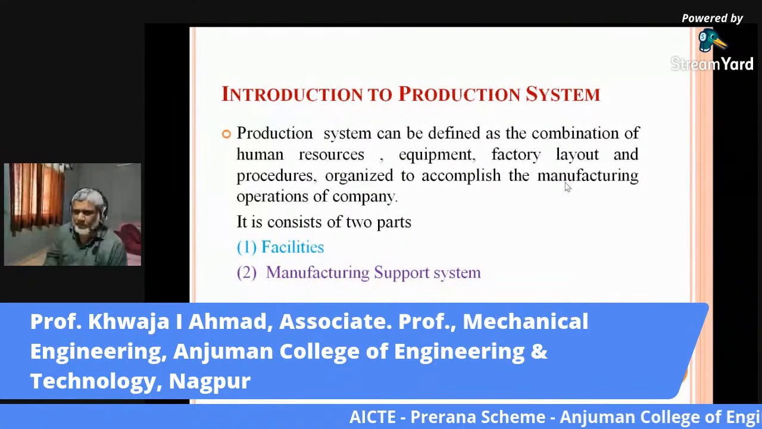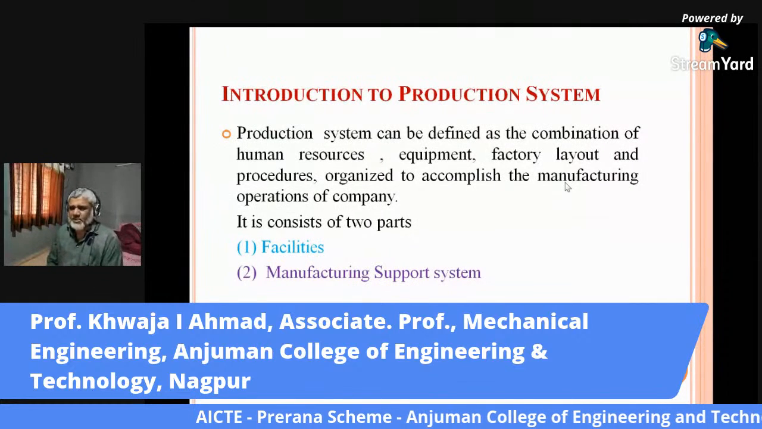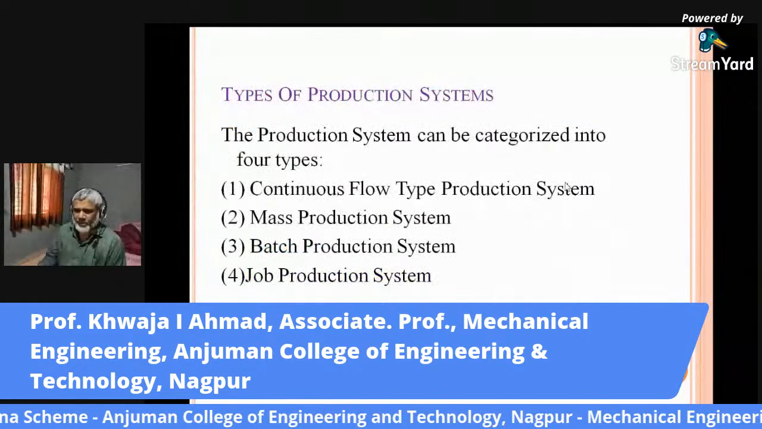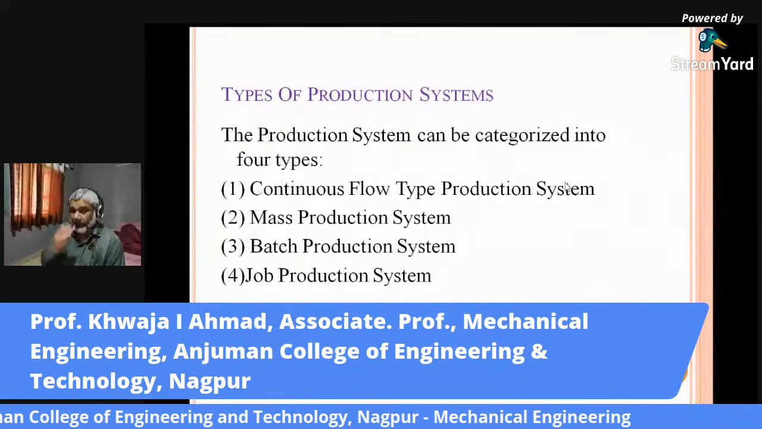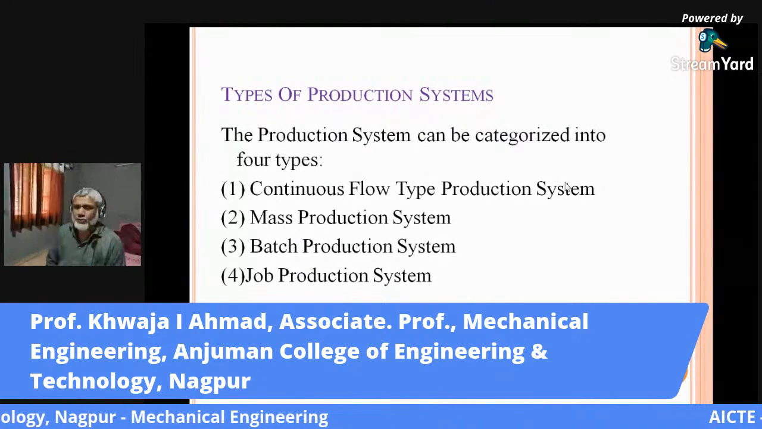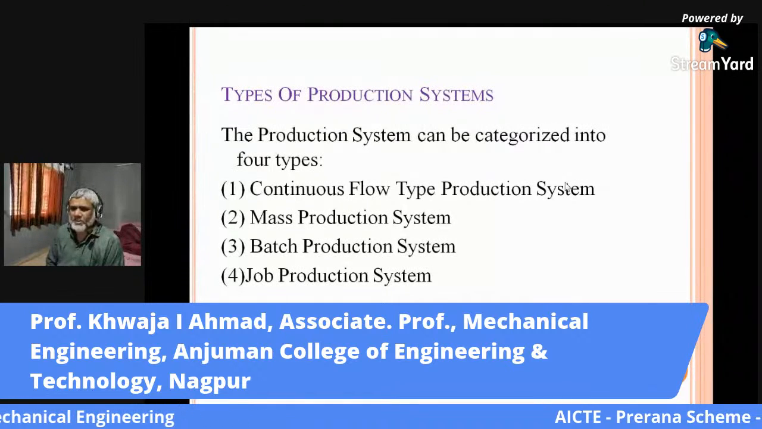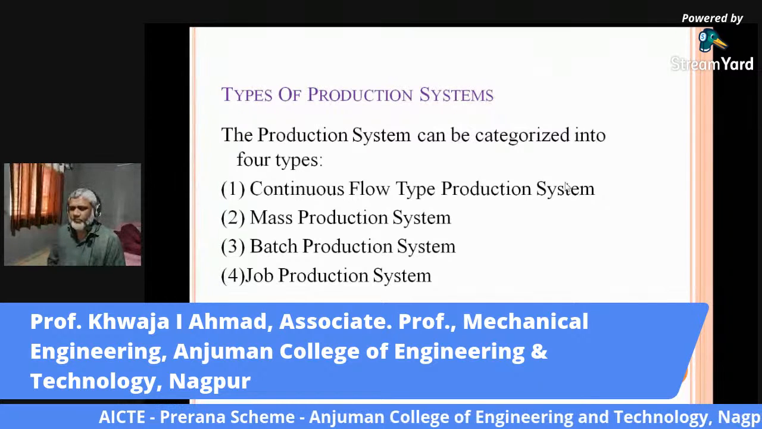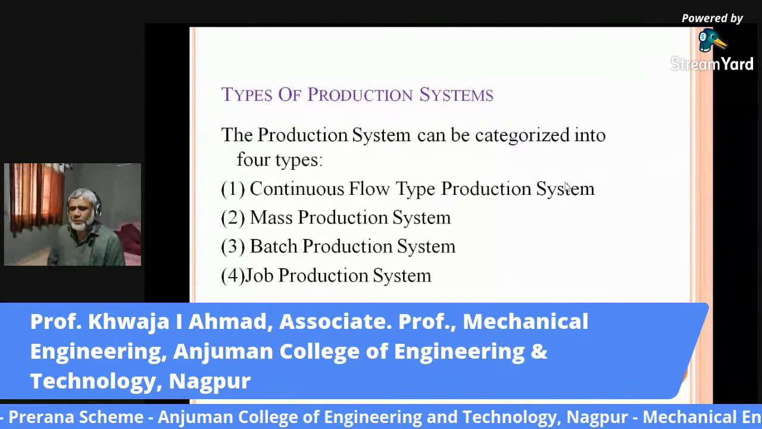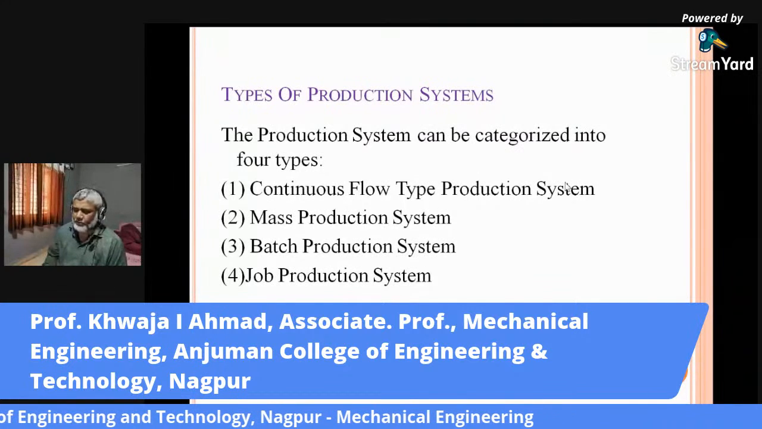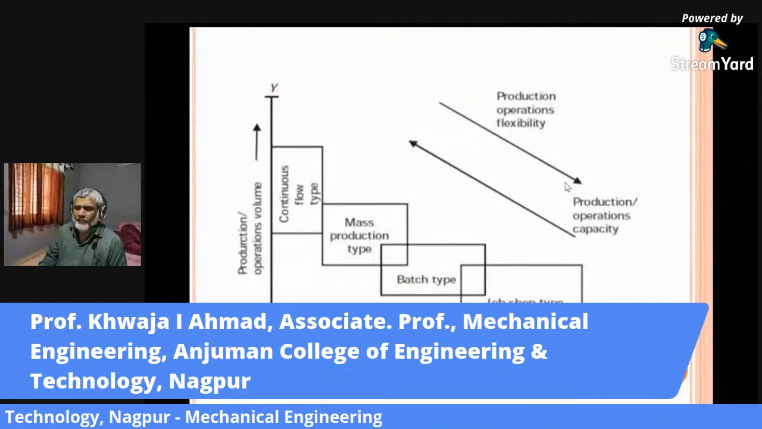And what is a production system? A production system consists of two parts, that is facility and manufacturing support system. Another point to remember is that the production system can be categorized into four parts. Number one is continuous flow type production system. Number two is mass production system. Number three is batch production system. And number four is job production system. You must have been aware of this.